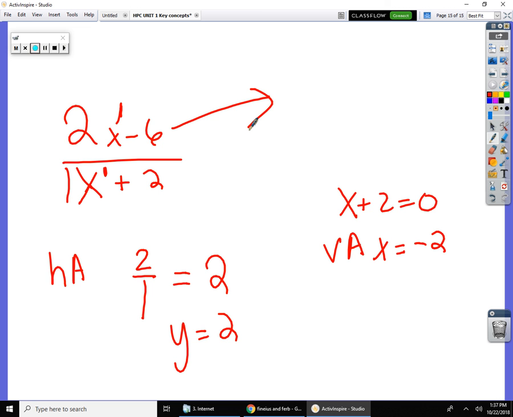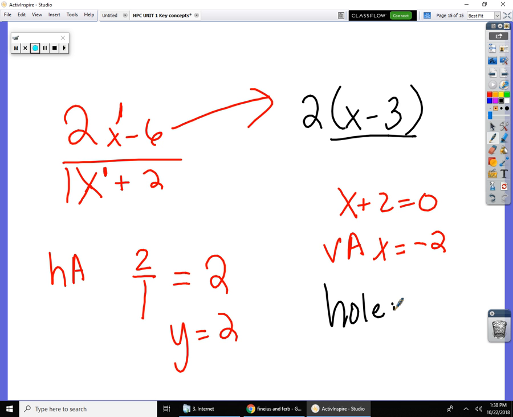So this, remember, is a binomial non-perfect. Look back at your notes. Why don't you just plug in negative 2? I could, but I want you guys to have practice with factoring. What do I do? Binomial, not perfect. Thank you. Greatest common factor. What's the greatest common factor for 2 and 6? 2. So 2 times x minus 3. Is x minus 3 the same as x plus 2? No. So for holes, it's going to be none.